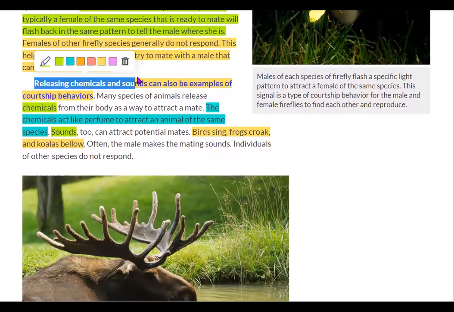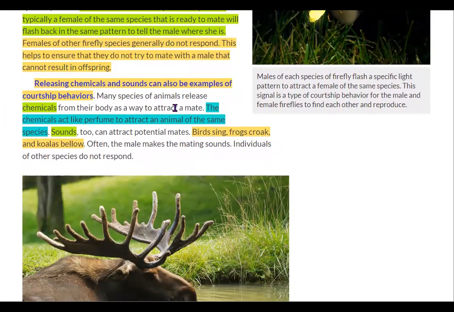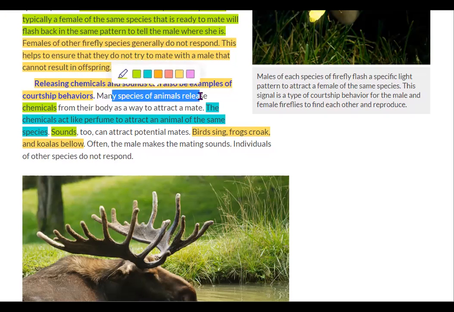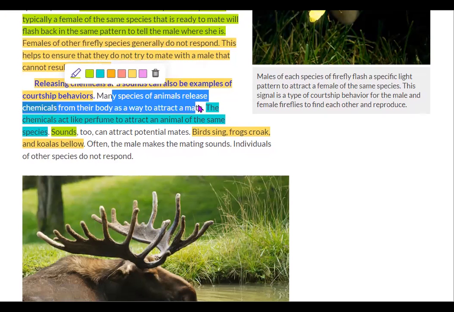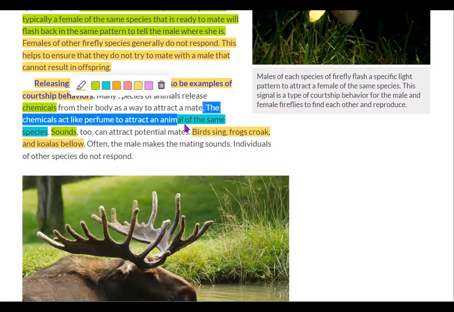Releasing chemicals and sounds are also examples of courtship behavior, right? And so many animal species release chemicals from their body as a way to attract a mate. This happens in humans too, right? We wear perfume and cologne, right? The chemicals act like a perfume to attract an animal of the same species.